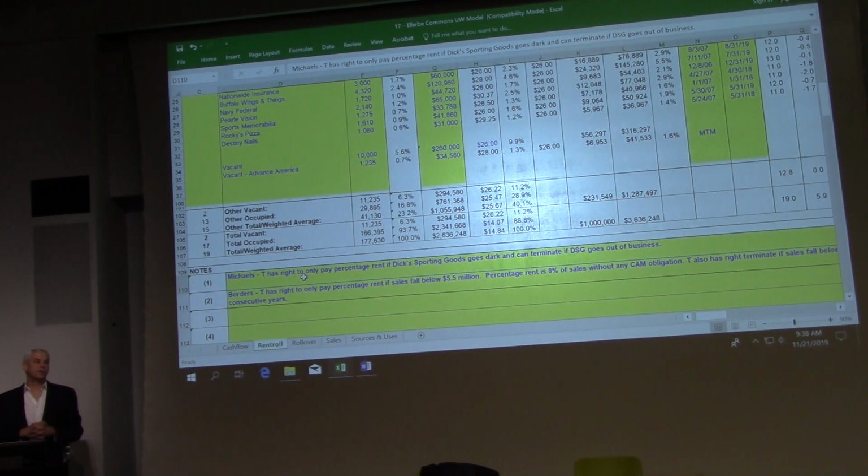This is a co-tenancy provision. Michael's has agreed to come to the center provided Dick's Sporting Goods is here. So you need to know about co-tenancy. A lot of times co-tenancy is used in new development to entice tenants to come. If they go to percentage rent only, it means they no longer are obligated to pay the $11. They only pay a certain percentage of their sales. And if their sales are zero, they pay zero.